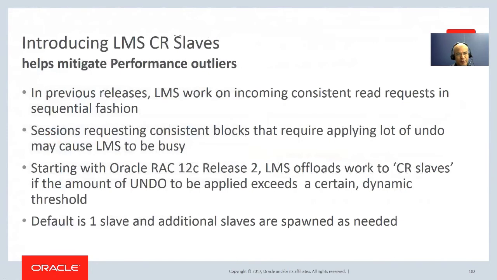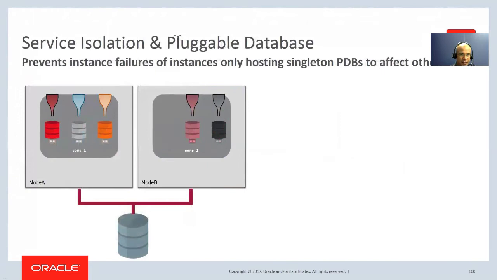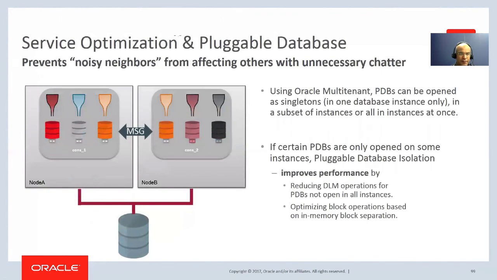Again, taking advantage of this, we have introduced in 12.2 what we call an LMS consistent read server slave. So what is that? It again helps mitigate performance outliers. What that means is, let's go back to this slide deck, this image, so you can better understand it.